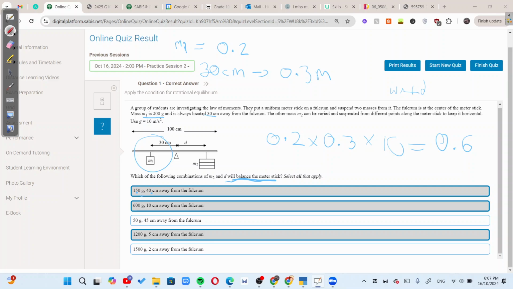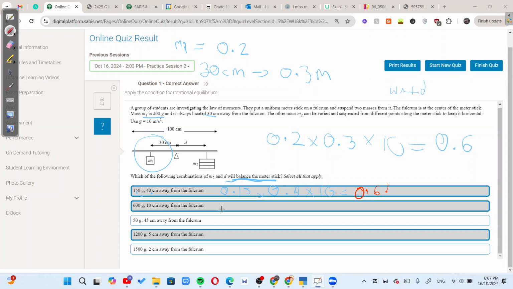So 150 grams, which is 0.15 kilograms, times 0.4 times 10. I'm going to change the color because it's not that clear. So I'm going to really quickly do it on my calculator. You're going to get 0.6. Since it's 0.6, if this is equal to this, you have the right answer.